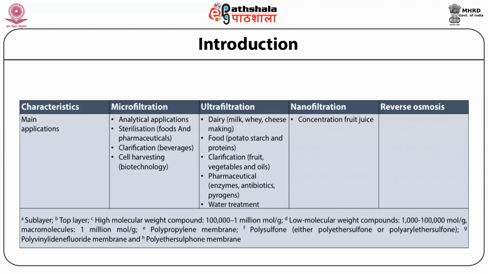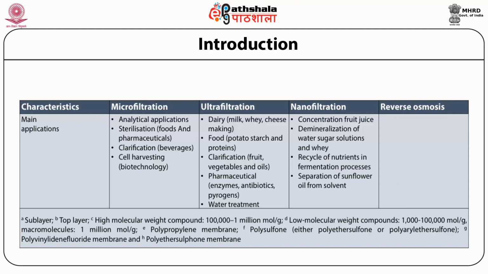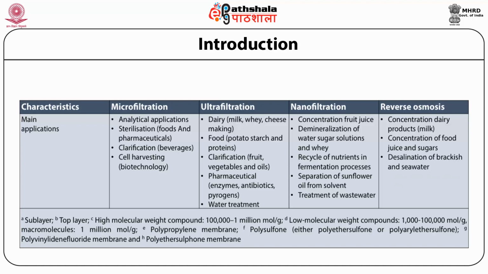Nanofiltration is used for the concentration of fruit juice, demineralization of water, sugar solutions and whey. This is one of the important uses, that we can produce different whey-based powders, but these are lacking minerals. Recycling of nutrients in fermentation processes, separation of sunflower oil and solvent, treatment of wastewater. RO is used for concentration of dairy products, concentration of fruit juice and sugar, and desalination of brackish and seawater, production of ultra pure water in the power industry.